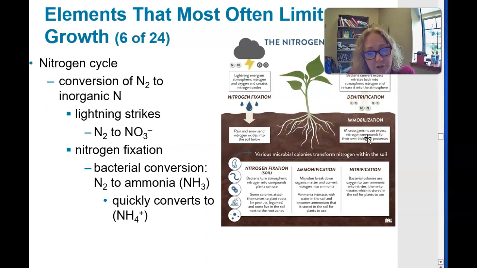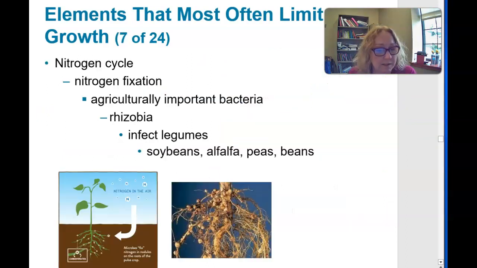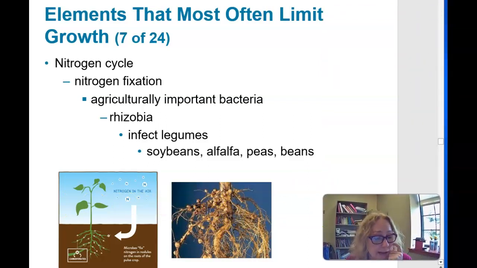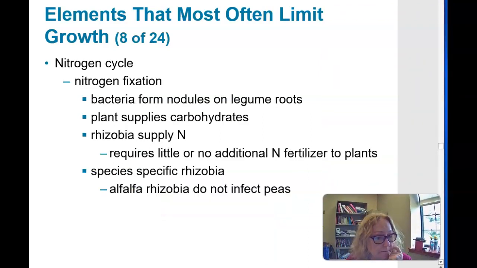Then you also have immobilization, where the microbes use excess nitrogen for their own biological process and actually take the nitrogen from the plant, and then the plant can't use it. So this is the nitrogen cycle. Again, nitrogen fixation is by rhizobia. You want these little nodules on your soybean plant because they're actually making your nitrogen available to your plant. So you want them. If you don't have them, your plant is unhealthy. Your plant will not fix nitrogen, and that is bad. So you want those.